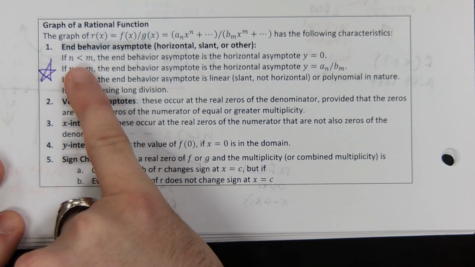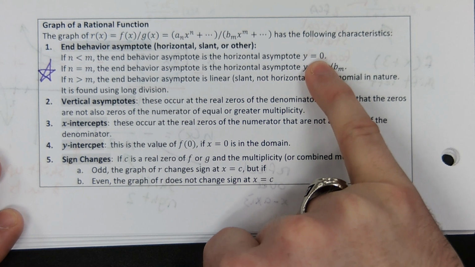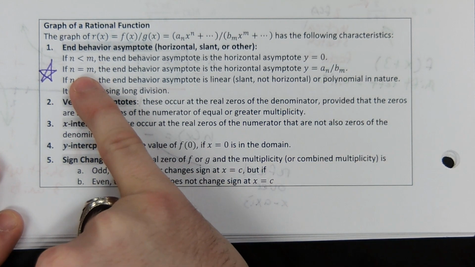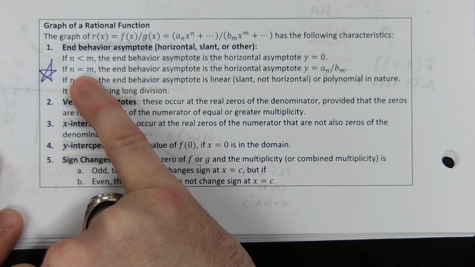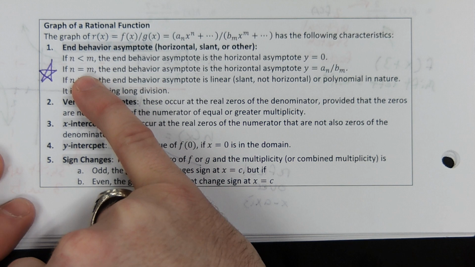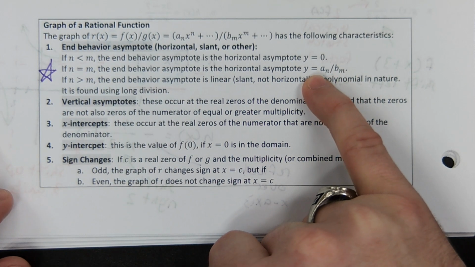Recall, when you're dealing with a rational function, if the numerator's degree is less than the denominator's, it automatically goes to y equals 0. That is a horizontal line, therefore that is a horizontal asymptote. If the degree of the numerator is equal to the degree of the denominator, then you divide the leading coefficient over the leading coefficient, which, by the way, will be a number again. So once again, a horizontal asymptote.